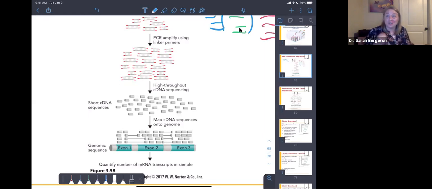So this has no bias. Right? I'm not starting out knowing what I'm looking for. I get all of my products and I sequence it all and I map it to the entire genome. So I have no prior bias. But guess what the problem with this is? Money, right? Sequencing costs money. So you try to do as little sequencing as possible.